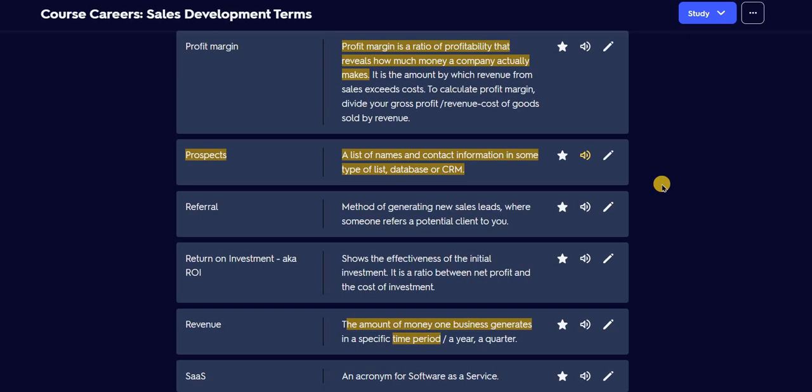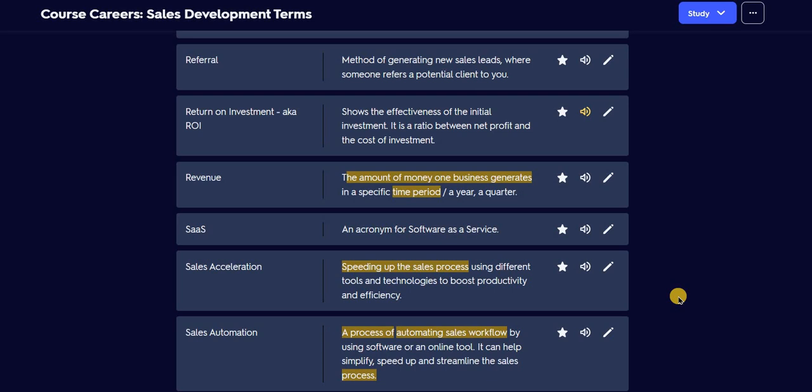Prospects. A list of names and contact information in some type of list, database, or CRM. Referral. Method of generating new sales leads where someone refers a potential client to you. Return on investment, also known as ROI. Shows the effectiveness of the initial investment. It is a ratio between net profit and the cost of investment. SaaS. An acronym for Software as a Service.